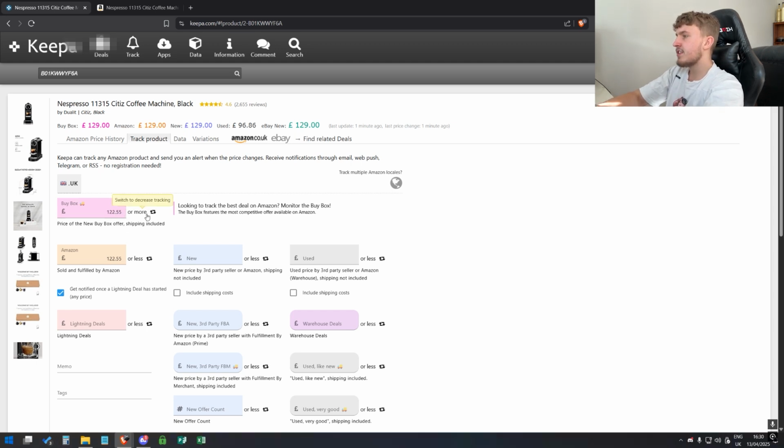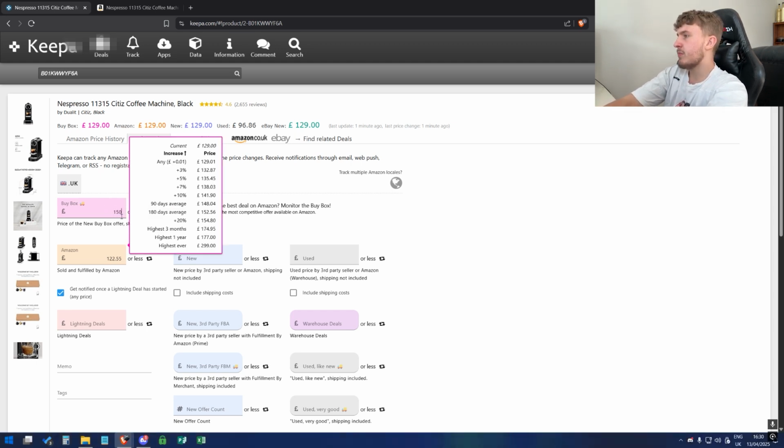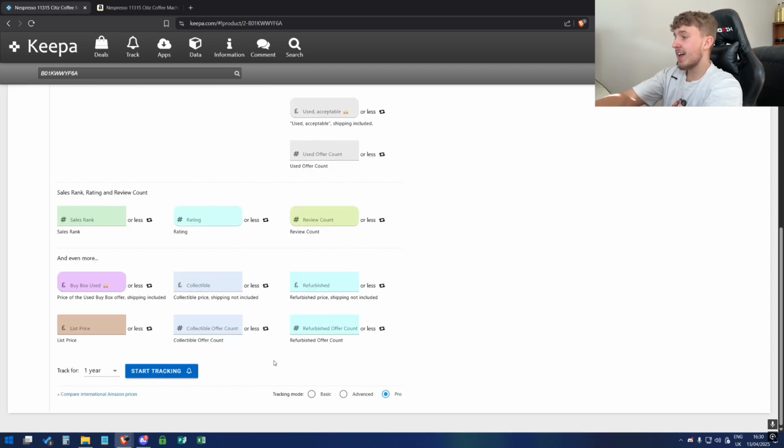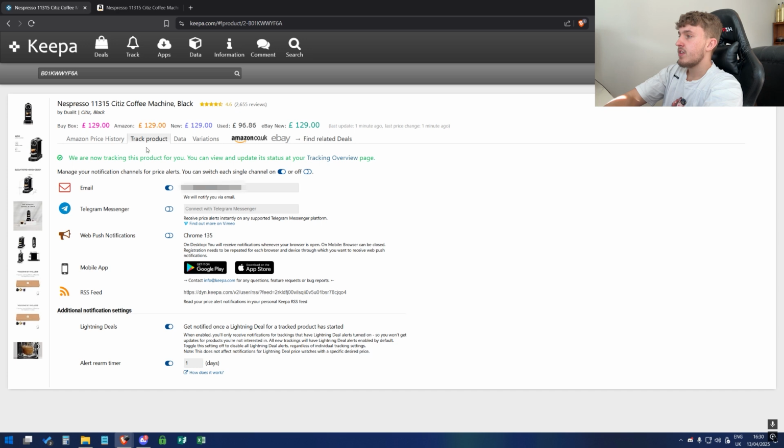So let's change this to 150 quid or more. We can just get rid of the Amazon fields because we don't want to track that. We just want to track the buy box and nothing else. So literally as easy as that. We can then toggle how long we want to track it for. So maybe we want to track it for a few months, or maybe we want to do a full year. Simple as that. Hit start tracking. You will now get an update whenever there is any sort of price history in your range.